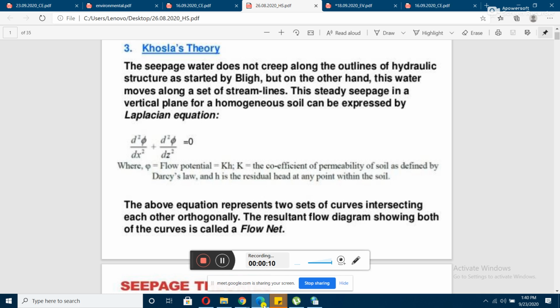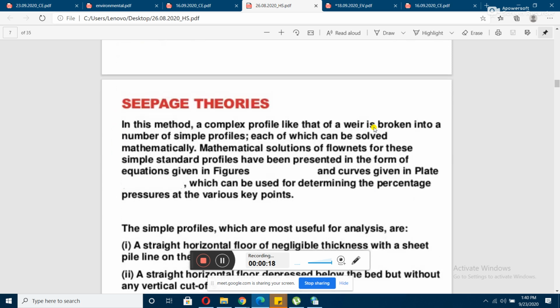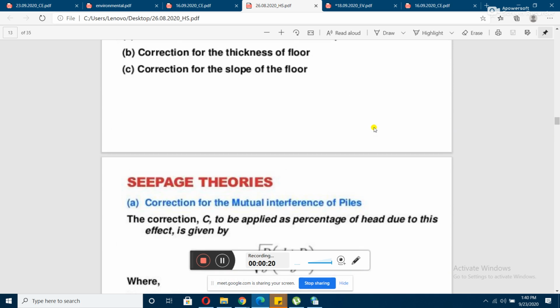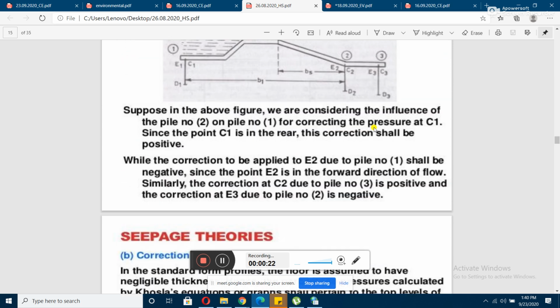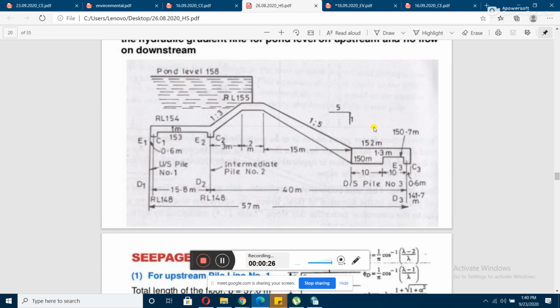So we were doing one problem in Khosla's theory. Through Khosla's theory, we are doing one problem, right? We will be completing that problem today. This was the problem.